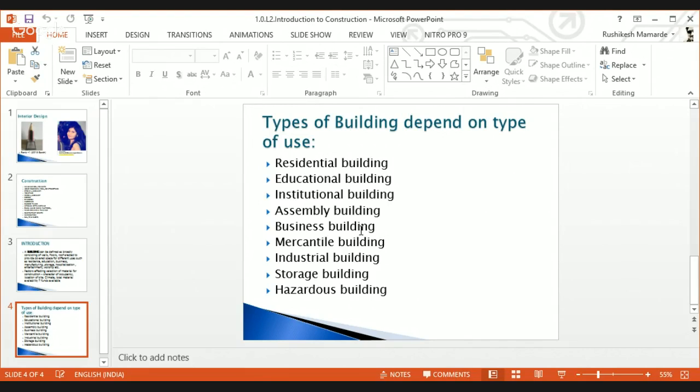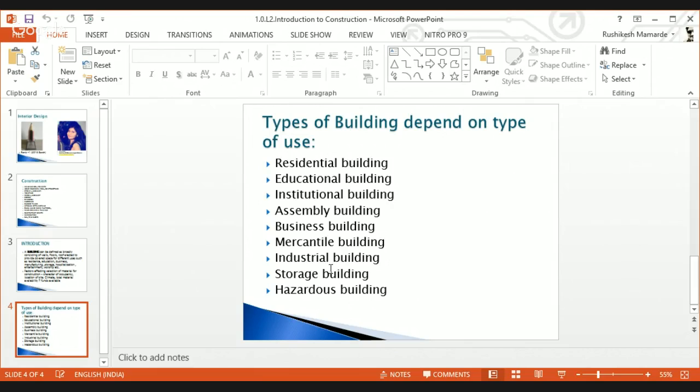Then the next is industrial building. These shall include any building or part of a building or structure in which products or materials of all kinds and properties are fabricated, assembled, or processed. For example, refineries, gas plants, mills, dairies, industries, etc. All of these examples fall under the category of industrial building.